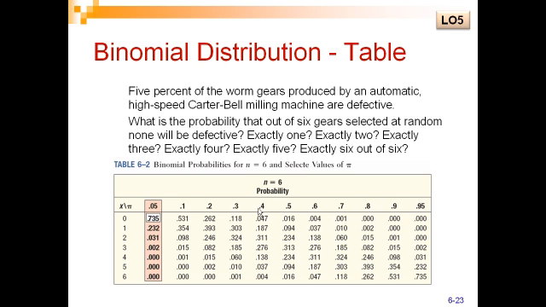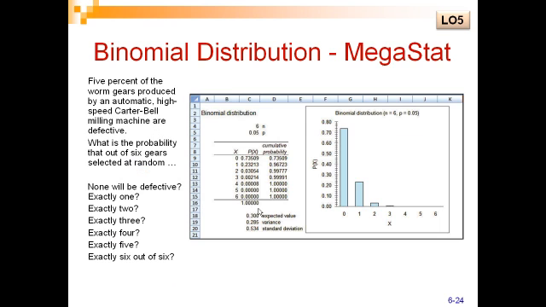The complete binomial probability distribution for n equal to 6 and pi equal to 0.05 is: 0.735 for P0, P1 equal to 0.232, P2 equal to 0.031, and P3 equal to 0.002, P4 equal to 0.00, P5 equal to 0.00, and P6 equal to 0.00.